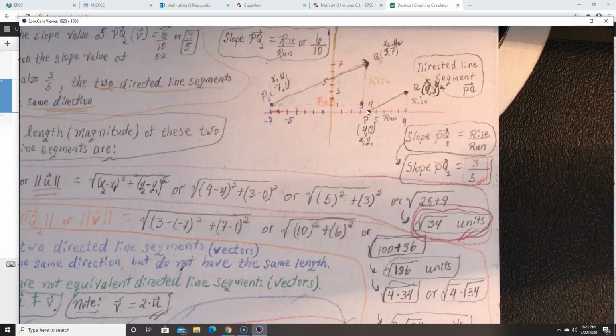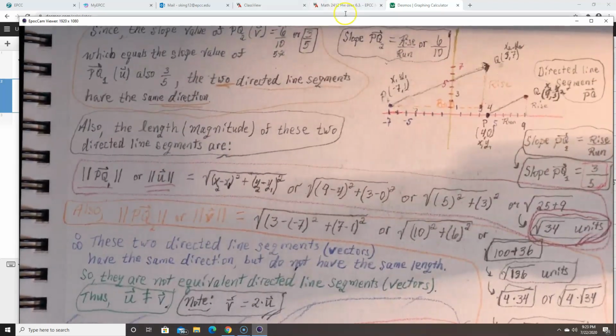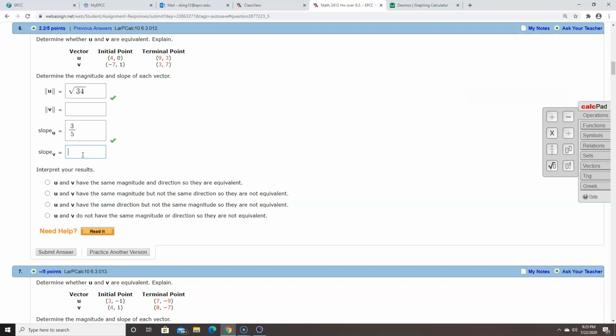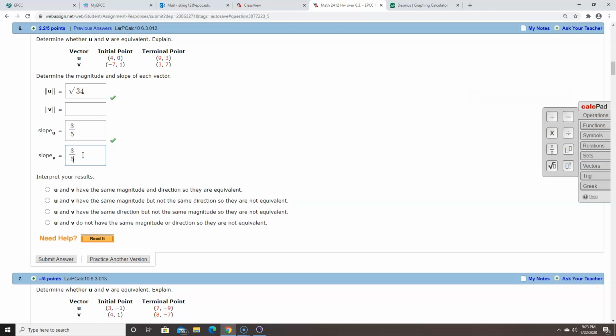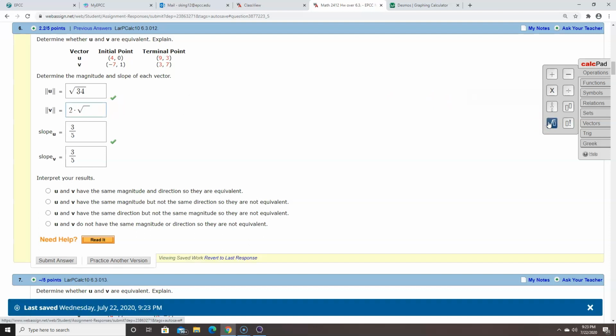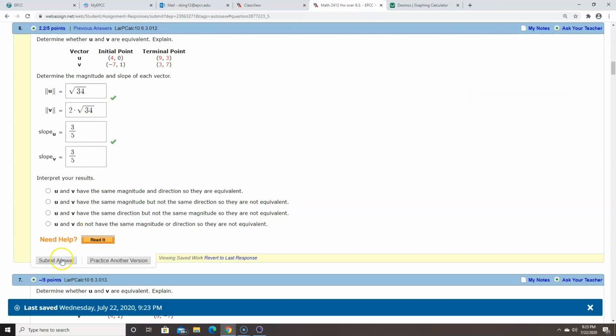So, okay. In terms of WebAssign, we needed to put the magnitude and slope. Well, this slope was 6/10, but we reduced it down to 3/5. And this magnitude was double the first magnitude, which was the square root of 34, so double the square root of 34. Let's check those answers.